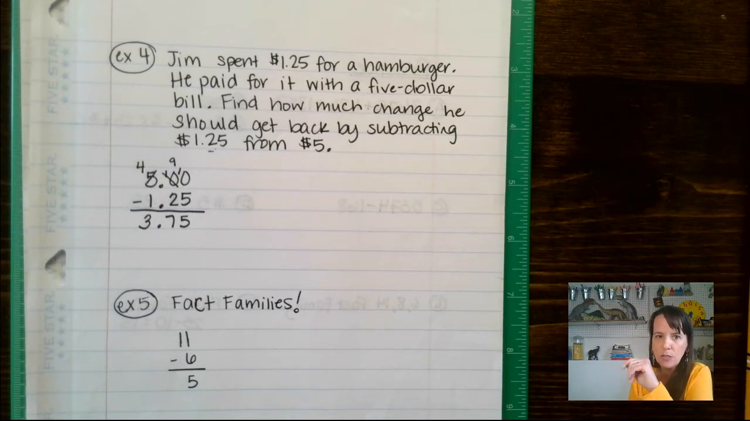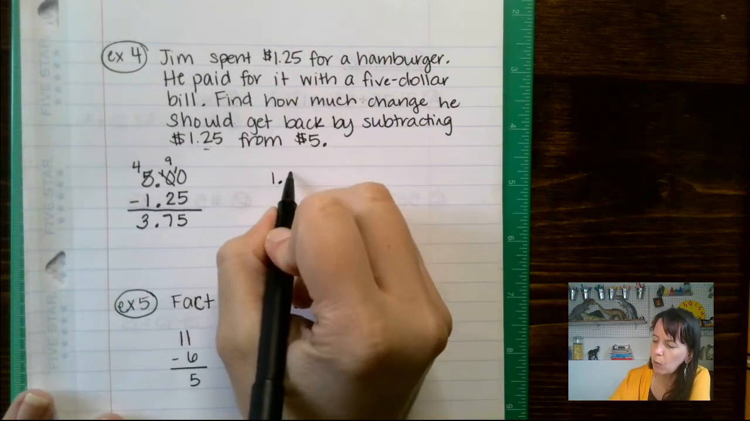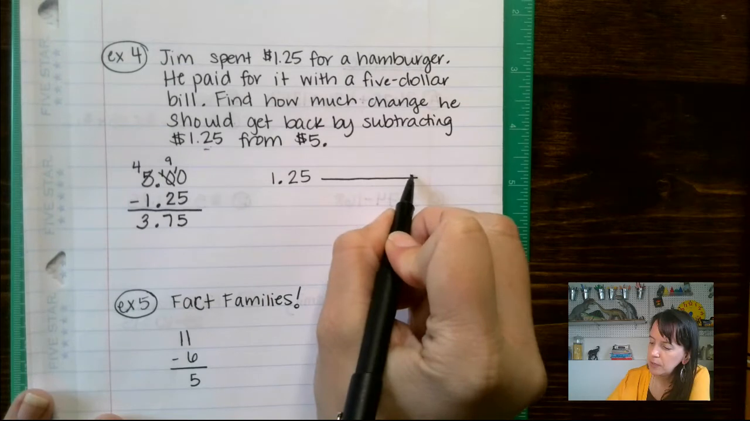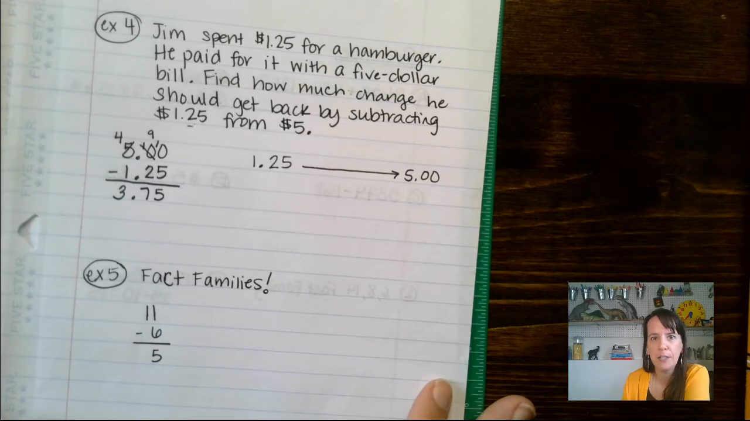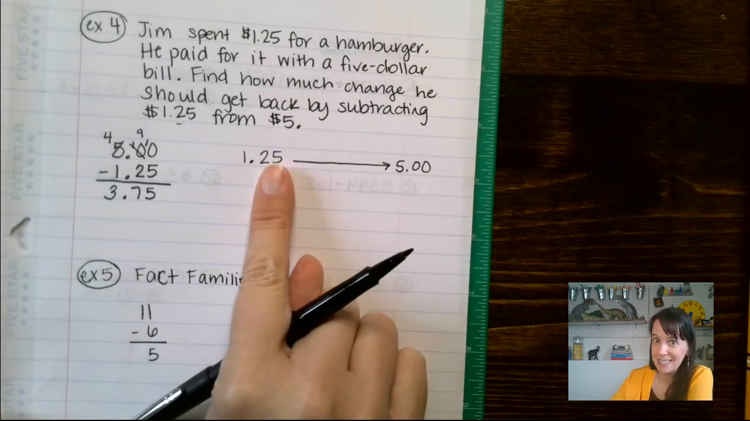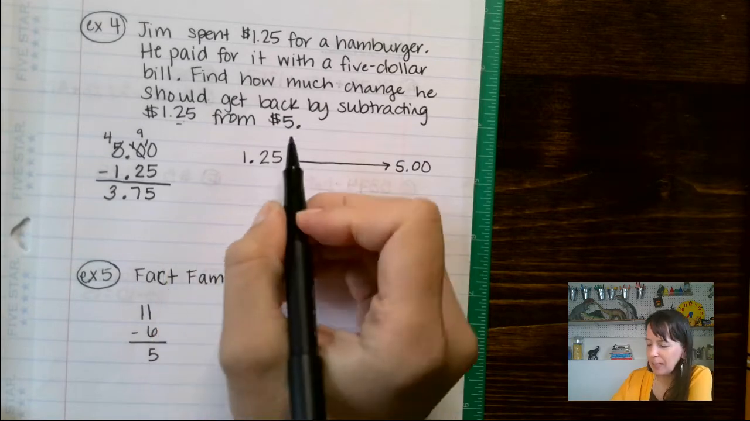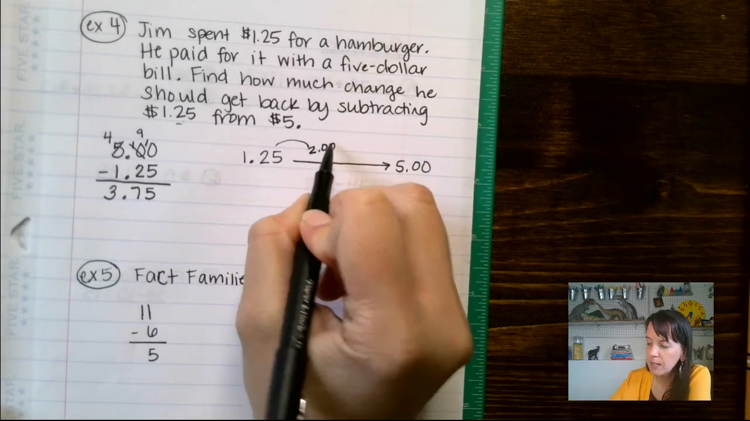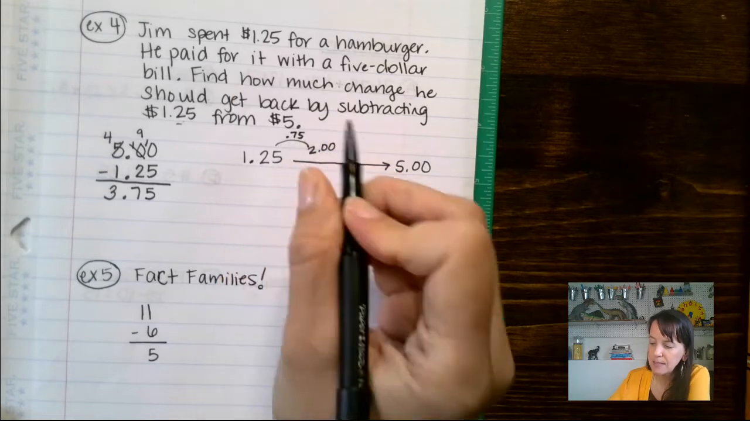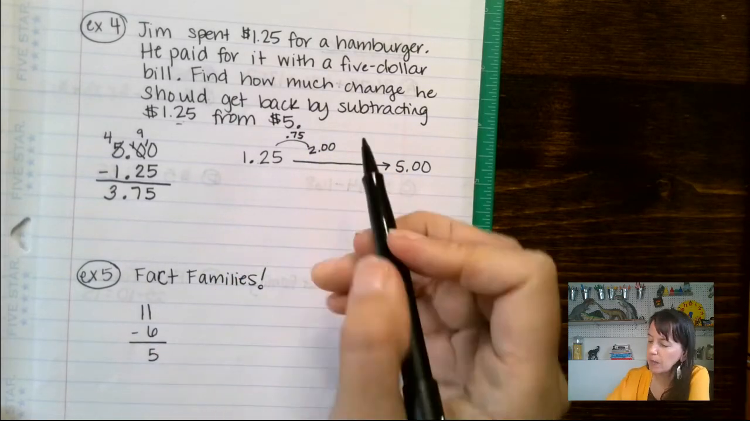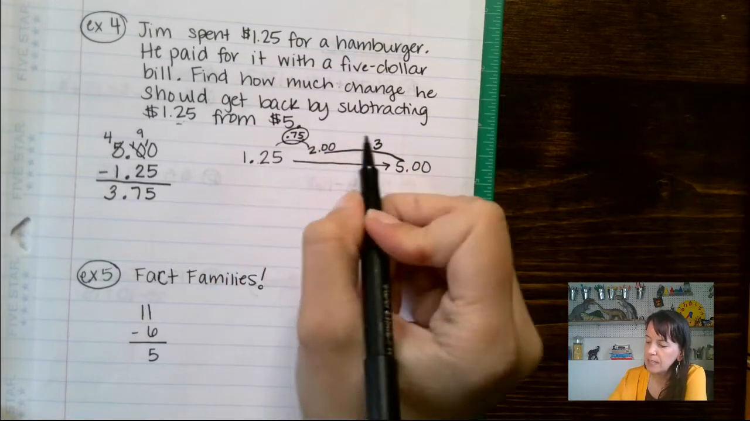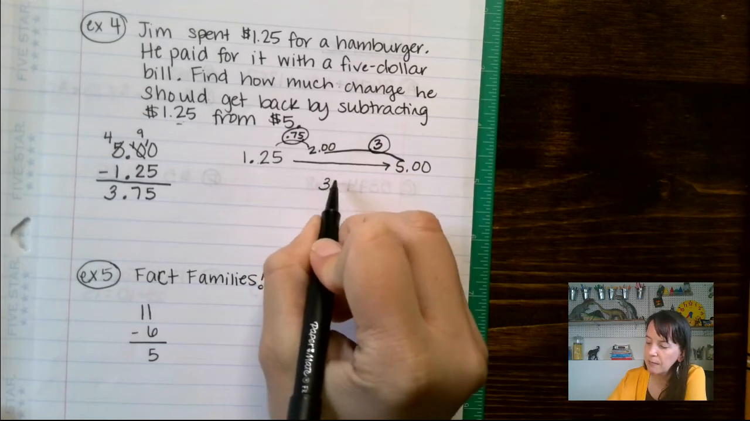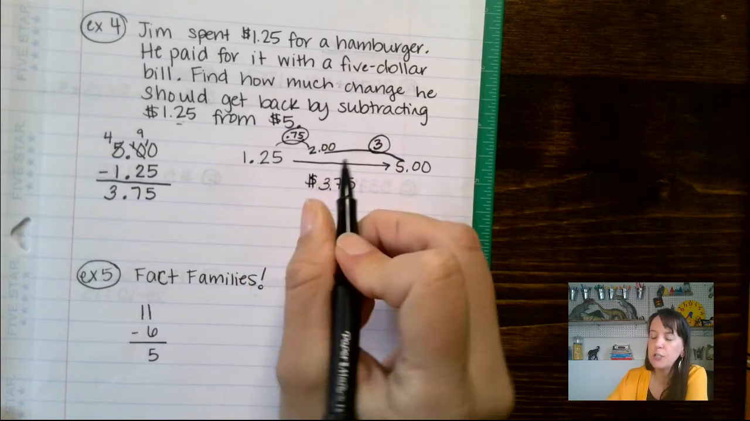There's another way, and this actually works a lot better as you get the hang of it. It can be really tricky at first. We want to go from $1.25 up to $5. Well, dealing with quarters is nice because that's super easy. From $1.25 up to $2, that's going to be 75 cents. From $2 to $5, that's going to be $3 whole dollars. So I have 75 cents and I have $3. That's $3.75.